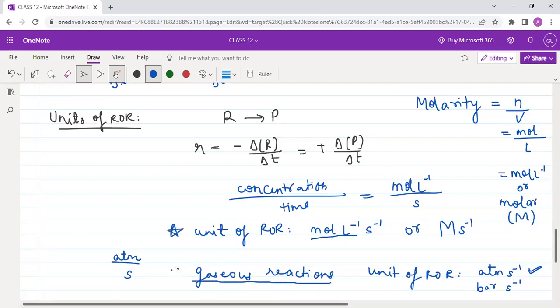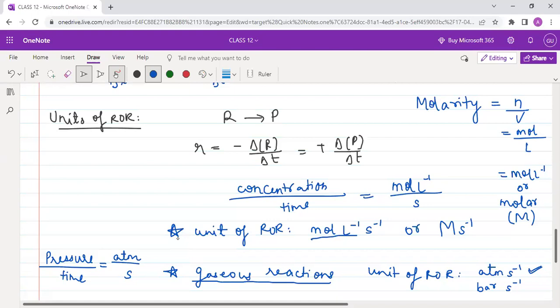So these are important units. This was pressure upon time. The unit of pressure is atm and the unit of time is seconds. So you are done with the basic definition of rate of reaction and the units of rate of reaction. Now, do you know about the types of rate of reaction?